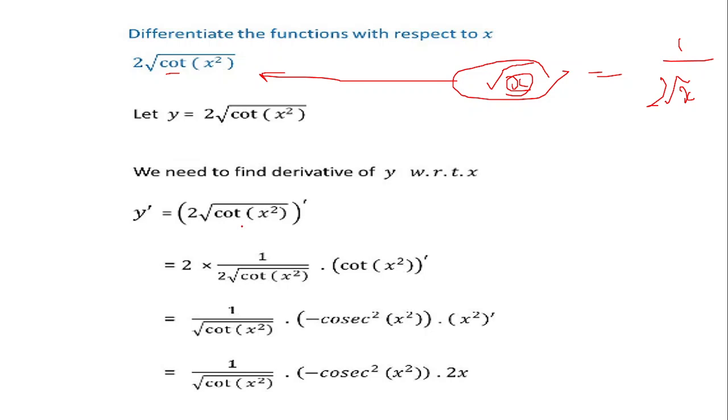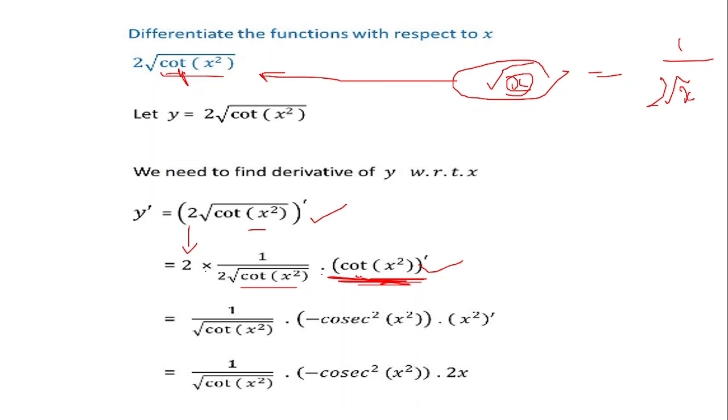So I will write it as it is. So 2 root of cot x square, it will become the differentiation. 2 as it is a constant will be there. 2 into 1 by 2 root of cot of x square into, as I told you, all the terms should be differentiated. So the root of x form has got differentiated. Next I have cot inside. So cot also should get differentiated. Here you can see cot of x square. This should be differentiated.